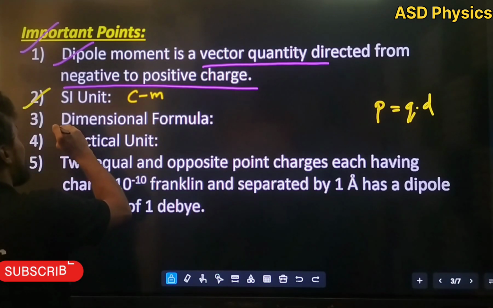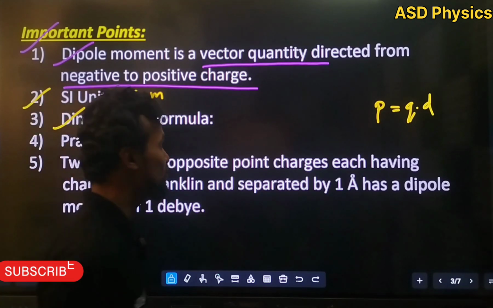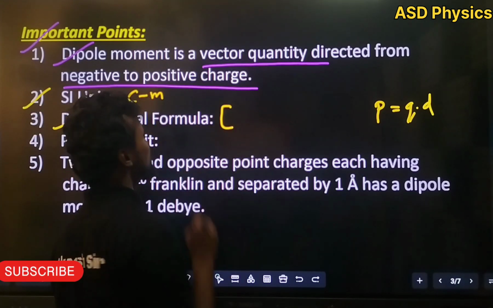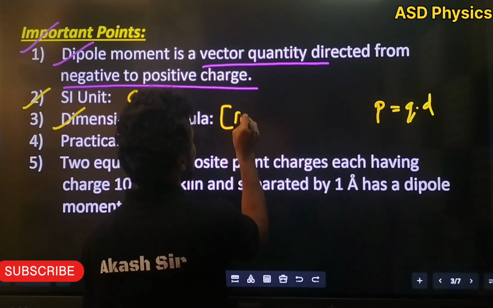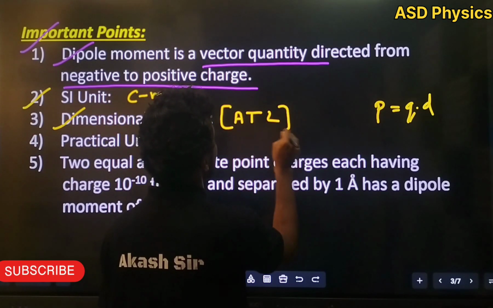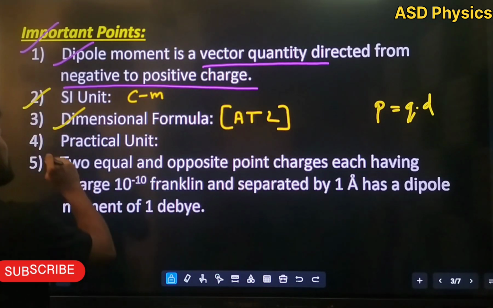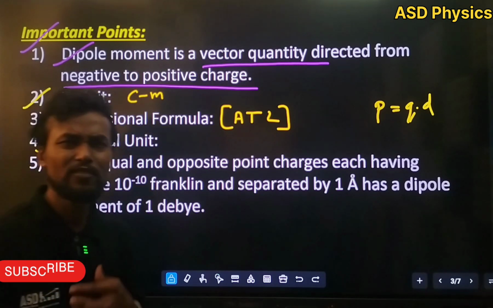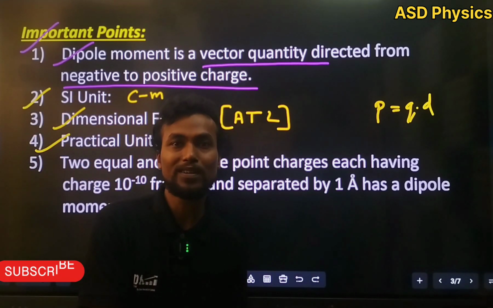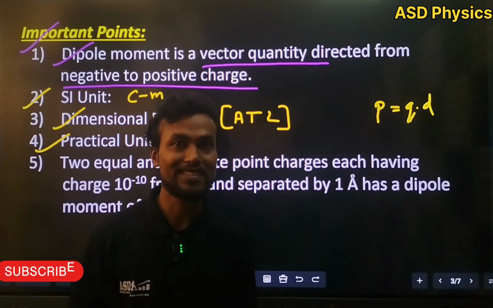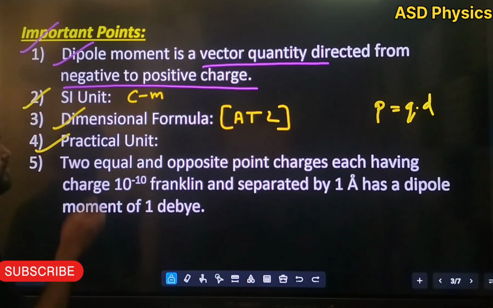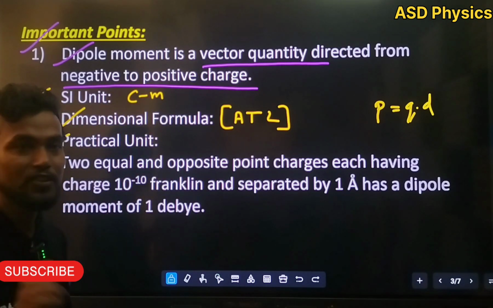Similarly, the dimensional formula. What is the dimensional formula for charge? AT, and for length, meter, L. So you'll write here ATL. After that, if we talk about practical unit, like for speed, the normal unit is meter per second, but normally the practical unit of speed is kilometer per hour, that we use in our vehicles. Similarly for dipole also some practical units are there.